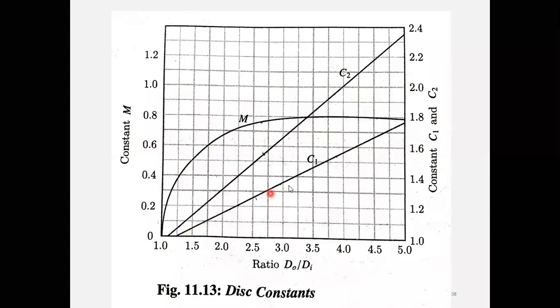To calculate the value of constant C1, you need to refer to this line. And to calculate the C2 constant, you have to refer to this C2 inclined line. Whereas the curve which you are seeing is used to calculate the m constant. Assume that the ratio I got is 2.5.